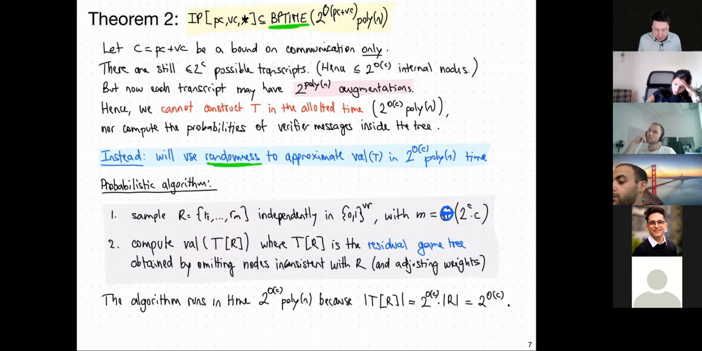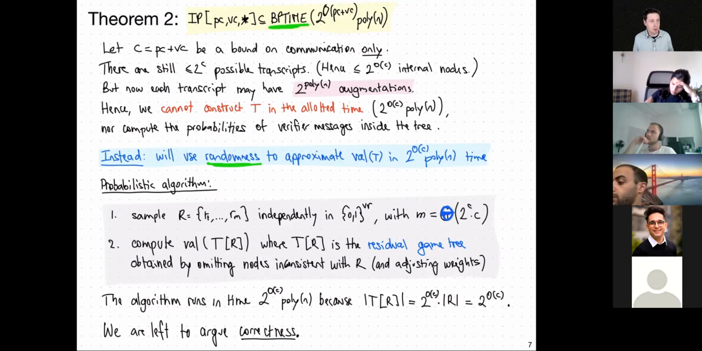So great. The algorithm does run in the allotted time. And we're just left to argue that the algorithm returns a value that is close to the original one with decent probability. We have a candidate probabilistic algorithm that runs in the right time. We just don't know whether it's doing the right thing. So at a very high level, the strategy is actually extremely natural.